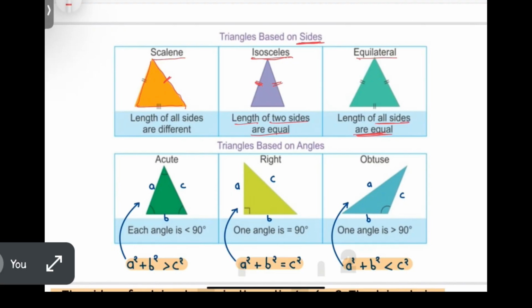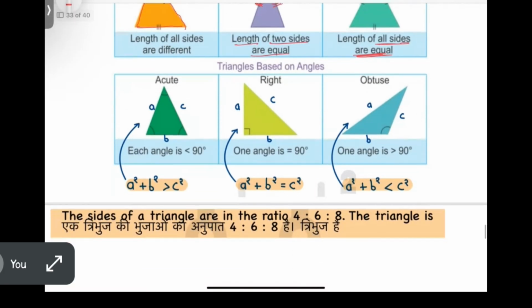Okay, so remember, in terms of sides there are three types of triangle: scalene, isosceles, and equilateral. Scalene means no sides are the same, isosceles means two sides are the same, and equilateral means all the sides are the same. Now, in terms of angles, there are also three types. And in exams, they ask this kind of question a lot, especially in SSC exams. They ask based on this one.